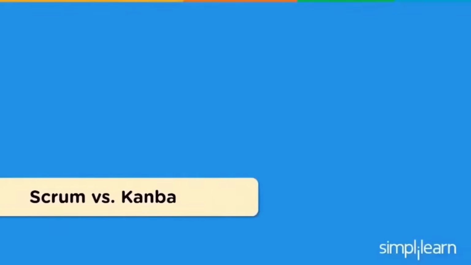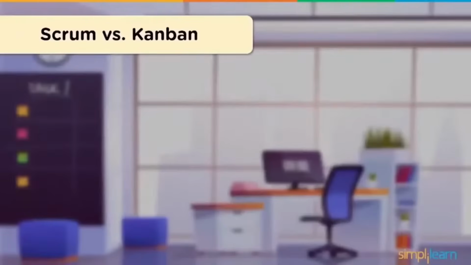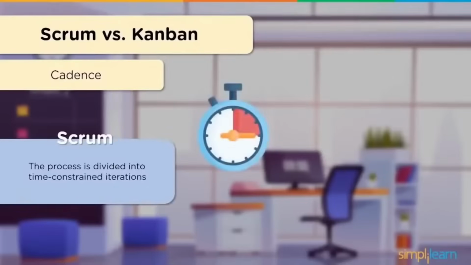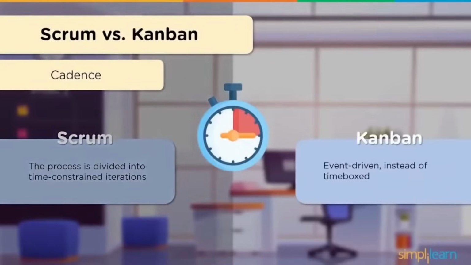Now let's have a look at how these two frameworks are different from one another. Firstly, let's have a look at cadence. Cadence refers to the amount of time in a sprint or before a release. So when it comes to Scrum, the entire project is divided into time-constrained iterations. That is, into smaller, manageable units. But when it comes to Kanban, it's event-driven.